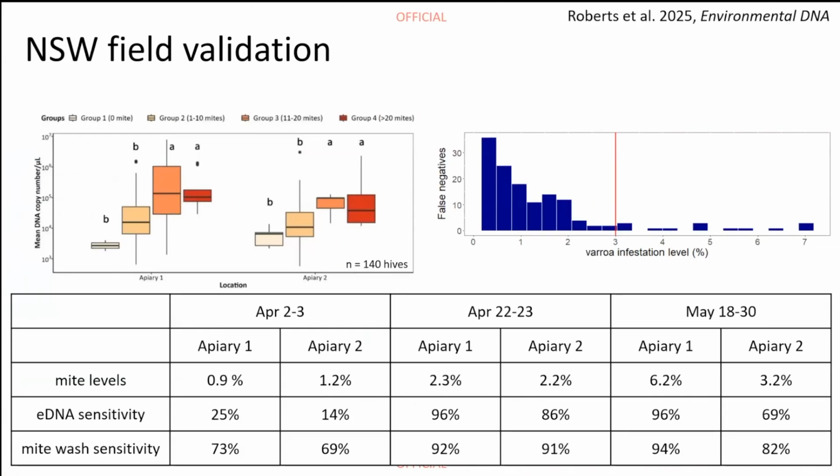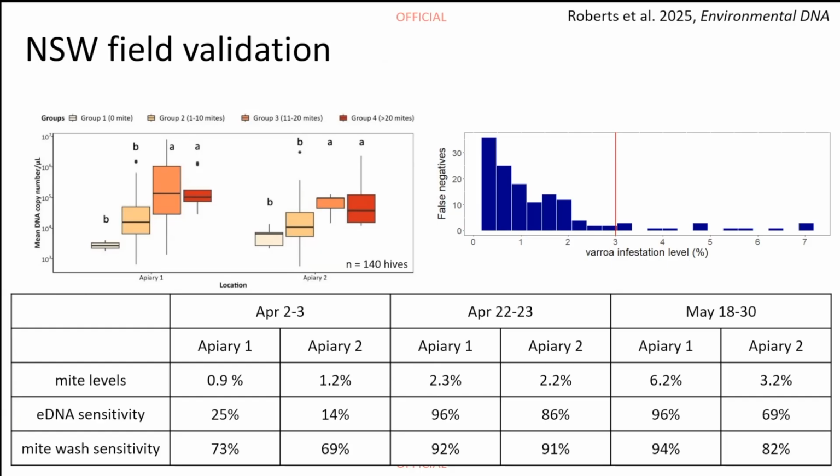So we had a lot of fun generating our New Zealand data, but we were keen to get some Australian data as well. And so last year in April and May, we had a chance to test out our eDNA approaches with some New South Wales hives. For this, we had 2 apiary sites that had 70 hives each. And in this experiment, we only used the hive entrance swab method, but we did this at 3 time points.